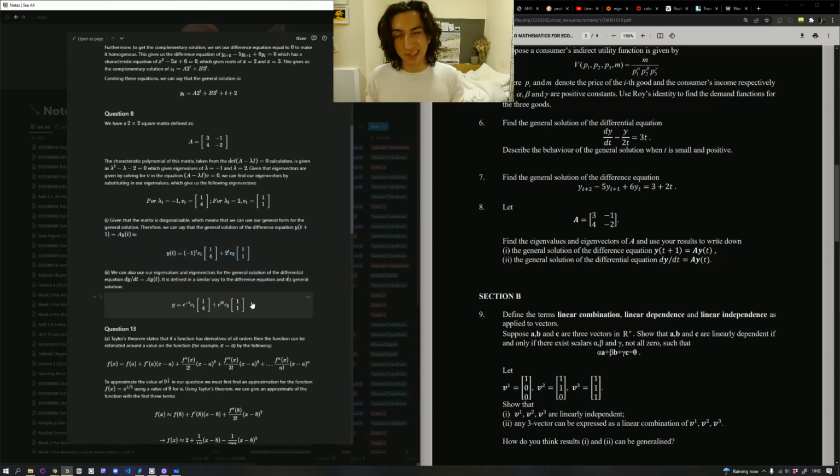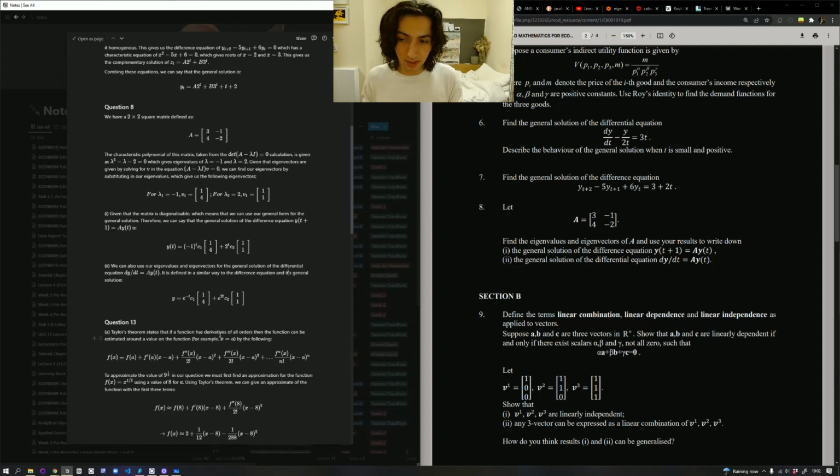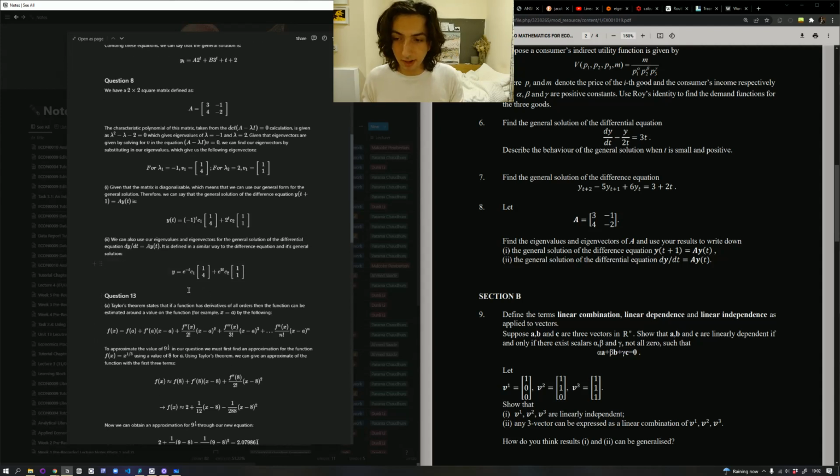Similarly, but slightly differently, we're going to do the same for the second one, but instead of doing minus 1 to the power of t, we do e to the power of negative 1t and e to the power of 2t. So instead of putting our eigenvalues just by themselves to the power of t, they're going to be the powers of e instead. Otherwise, it's mostly unchanged. Anyway, that's the basic questions done.